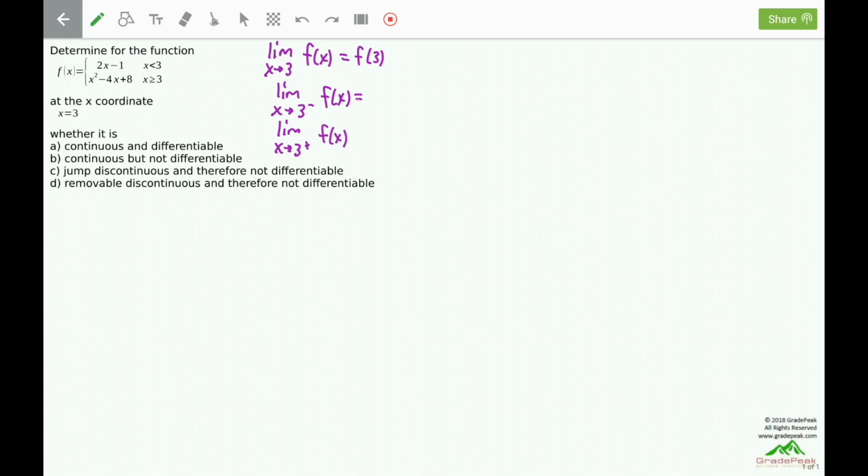Let's start with the left side limit. Left side of 3 is less than 3. From the split expression function, we can use the 2x minus 1 as the expression for f of x. Next thing to do is try plugging a 3 in for each of the x's. That will give us 2 times 3 minus 1, and 2 times 3 is 6 minus 1, which is a 5.